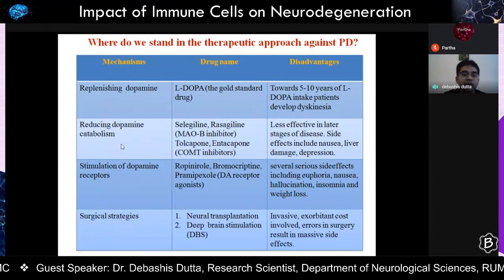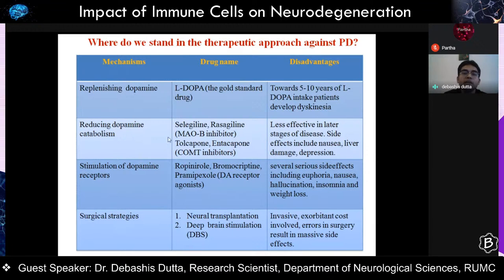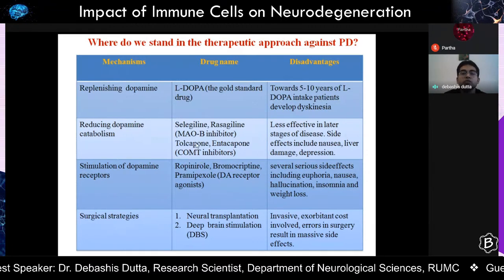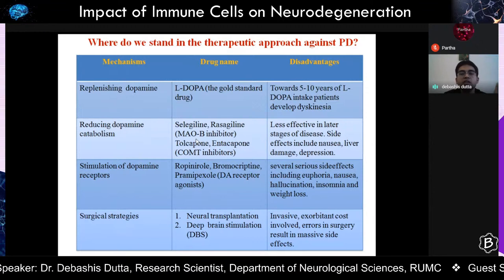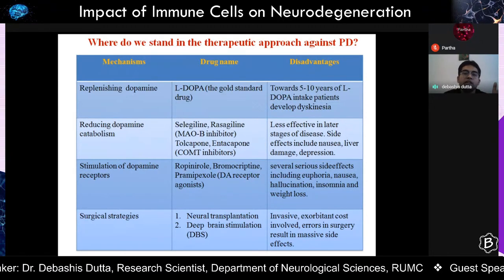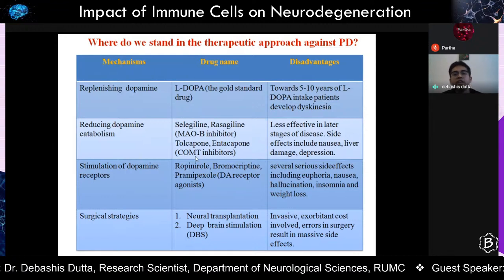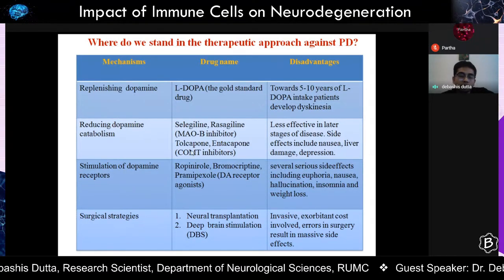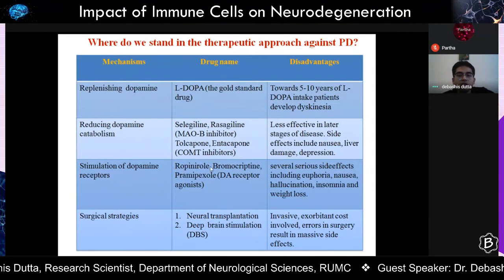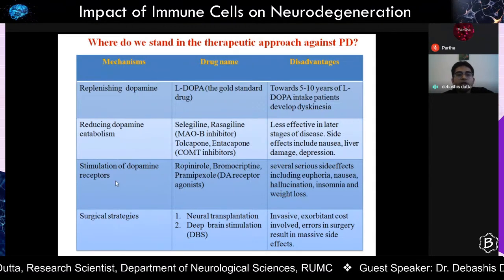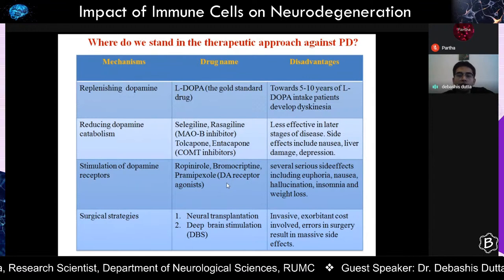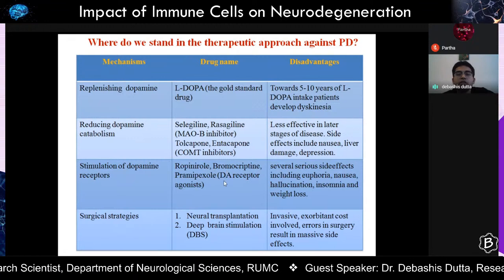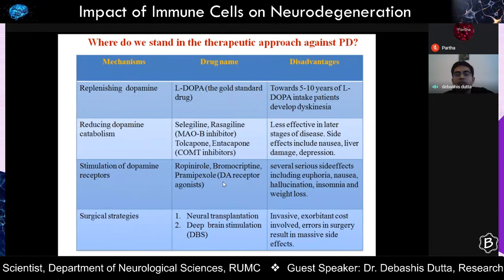There are some other methods of treatment, like reducing the dopamine catabolism. We know that MAO-B and COMT are the enzymes involved in dopamine degradation. Drugs like selegiline or entacapone can stop the degradation. And we have dopamine receptor agonists also. In the absence of dopamine, these receptors can activate the dopamine postsynaptic pathways.